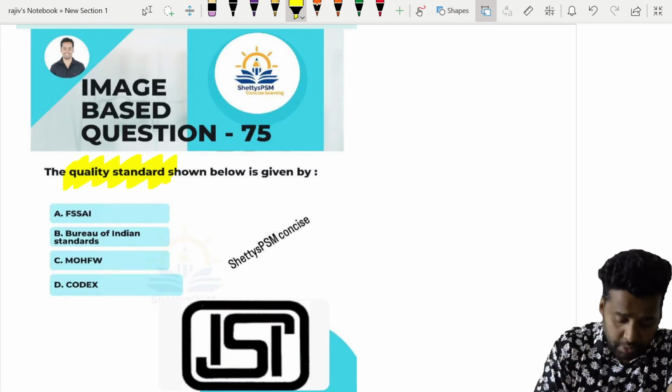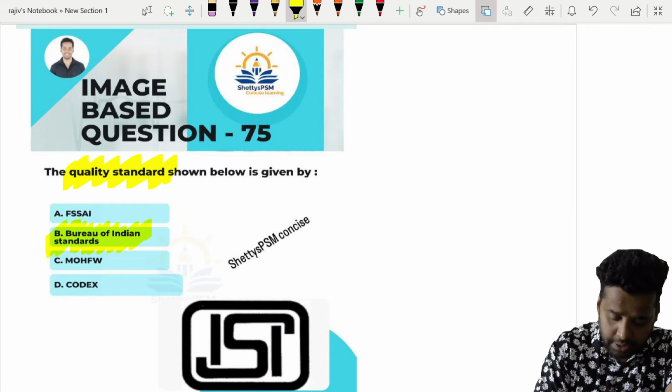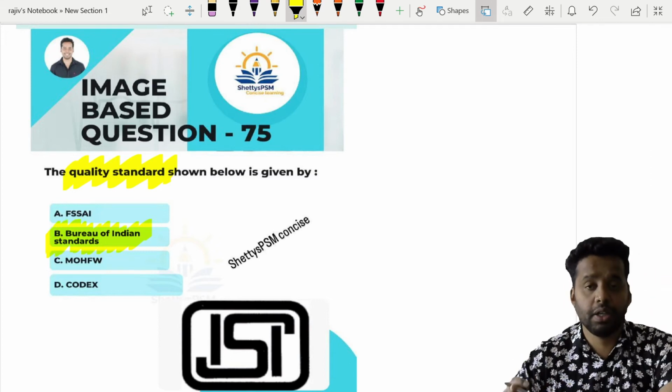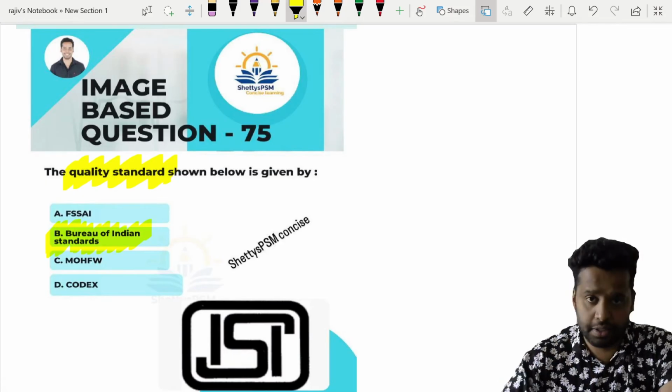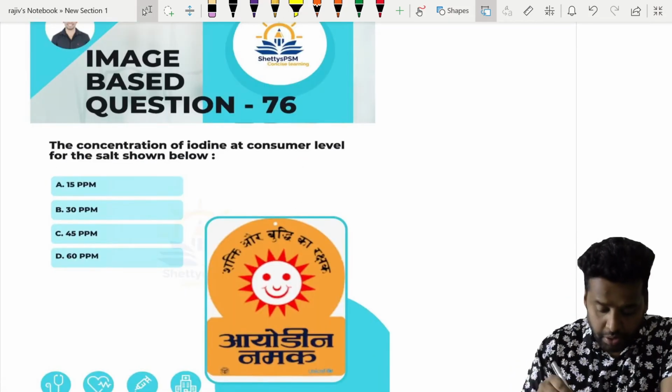It is given a new name, that is Bureau of Indian Standards. This is the newer institute. Previously it was called ISI, Indian Standards Institute. Next question is on iodized salt.